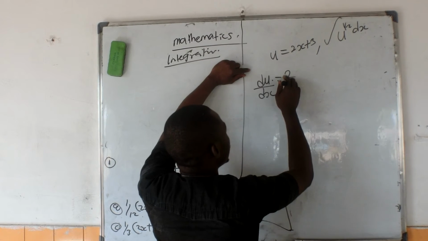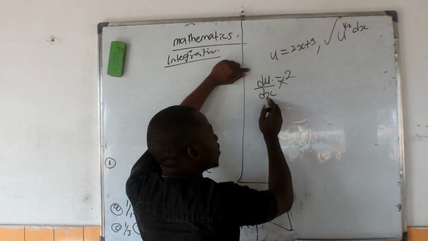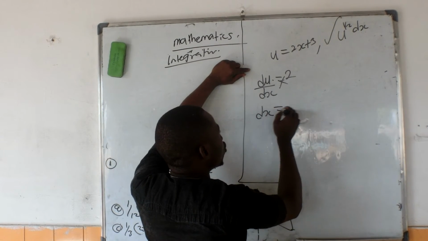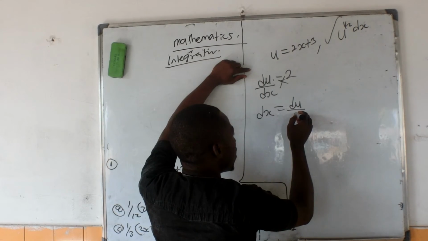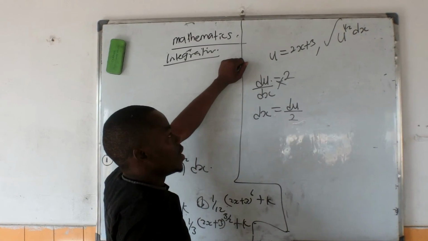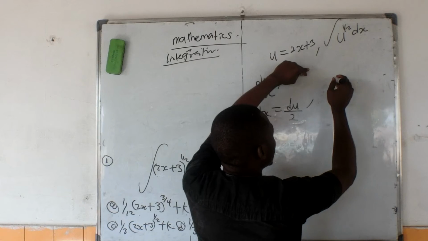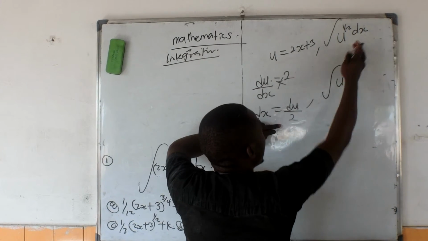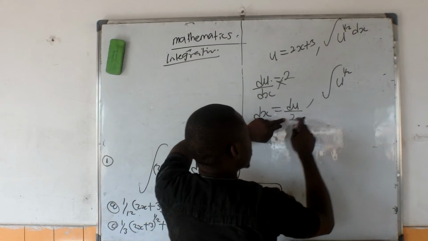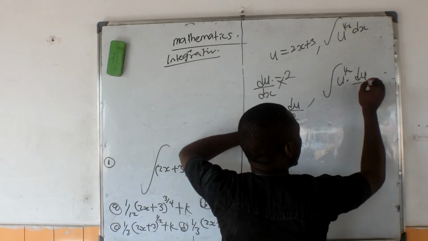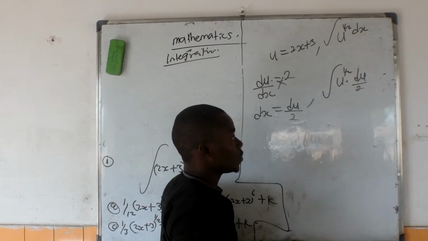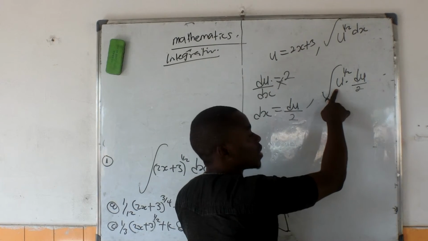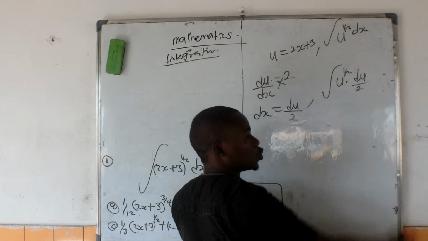Now, if you cross multiply and make dx the subject of the formula, you have dx will be equal to du all over 2. Now, if you come here and substitute, you have u raised power half. And what's your dx here? It is du all over 2. Okay? So that means here now, you can now integrate it in respect to u.